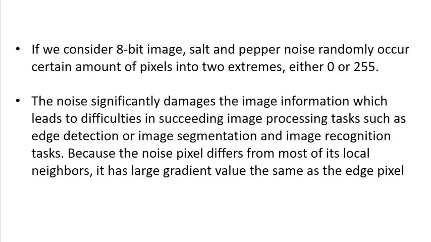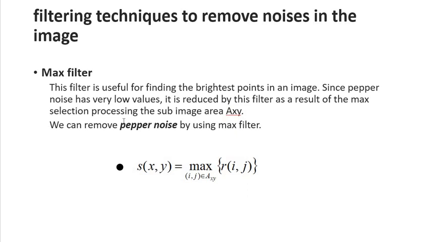If we consider an 8-bit image, the salt and pepper noise occurs randomly as either 0 or 255. The noise significantly damages the image information, which leads to difficulty in succeeding image processing tasks. And we have to know how to remove the noises. There are different techniques to remove the salt and pepper noises.